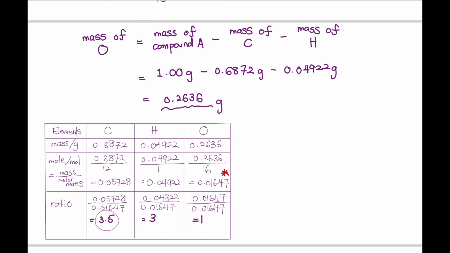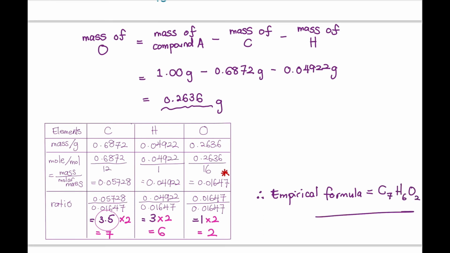As you can see here, the ratio for carbon is not a whole number. Therefore, the value is multiplied with 2. Don't forget to summarize your empirical formula next to the table. For this question, the empirical formula for the compound is C7H6O2.